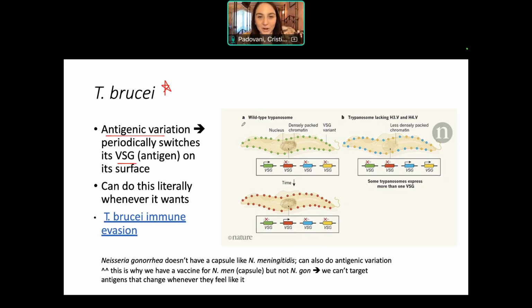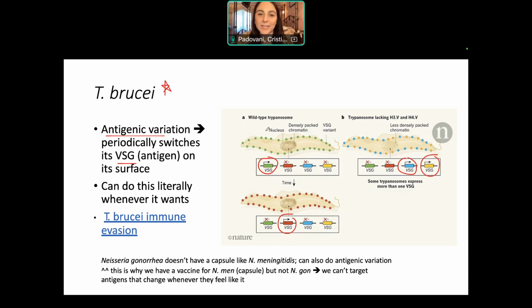If we look at this picture, here's a T. brucei with the green VSG. This is the sign for transcription, right? So it's transcribing this green VSG, and then you're making the green proteins after translation, and that's what's on the surface. Then let's say it turns on blue and yellow VSGs, and that's what goes on the surface. Or maybe it turns on the red ones, or any combination of this. The trick with T. brucei is it can do this literally whenever it wants. It can be green, and then it's like, oh, I'm just going to do blue and yellow. Oh, just kidding, I'm going to do red.